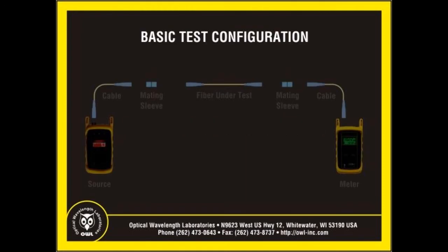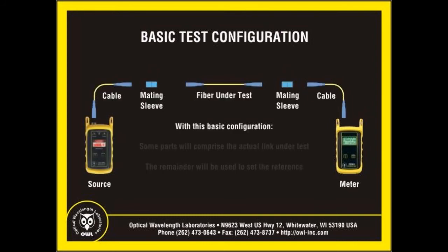Well, there are multiple reference methods to choose from. The basic test configuration should look like this: source, cable, mating sleeve, fiber under test, another mating sleeve, another cable, and finally the meter. Using this basic configuration, it will be easy to determine what parts belong to the link under test. The remainder will determine your preferred reference method.